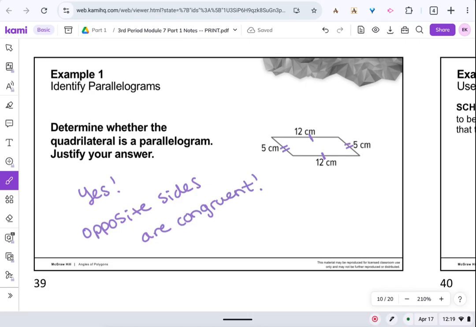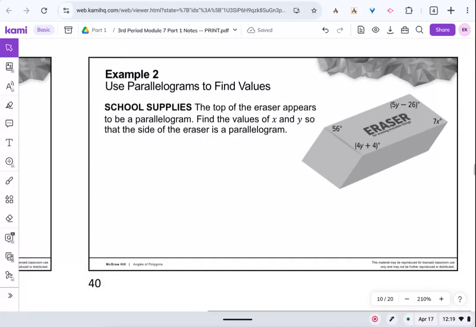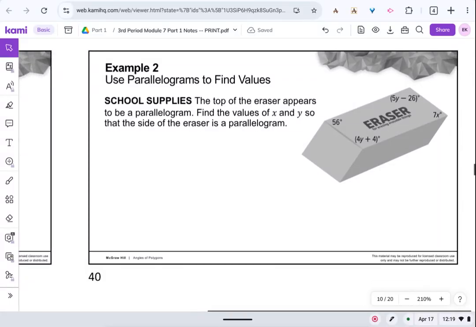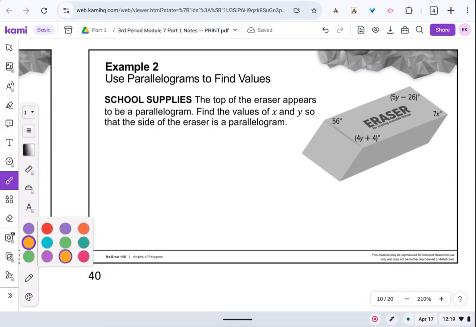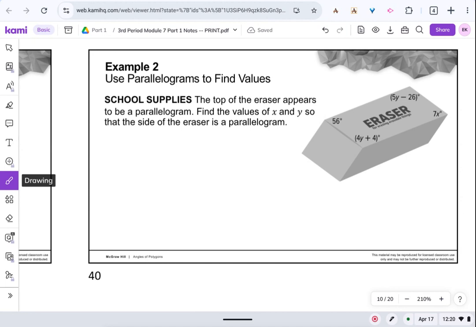Okay, again, that's something we've already talked about, something you should hopefully already know. Now we're going to work with some algebra. So now we're going to actually set up some equations and solve for some pieces, like some more application problems. On slide 40, it says the top of the eraser appears to be a parallelogram. Find the values of x and y so that the side of the eraser is a parallelogram.